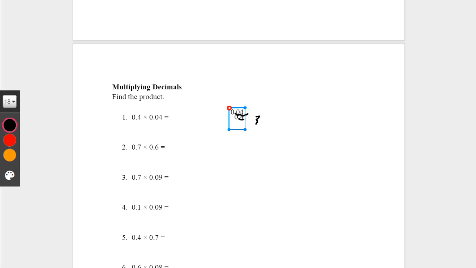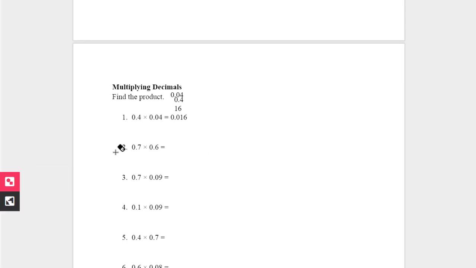Alright, and now it's just gonna be a regular 4 times 4, which will equal 16, right? But then we have to put in the decimals. So basically what happens is 1, 2, 3, and that looks really messy, but here I'll just clean it up. Basically that equals 0.016, and that is the answer for 0.4 times 0.04.